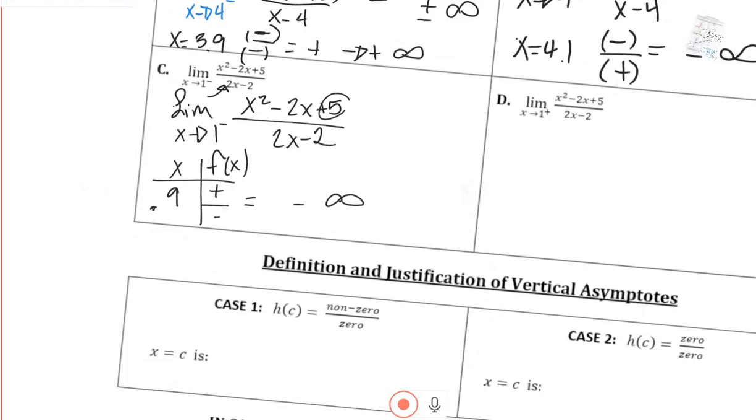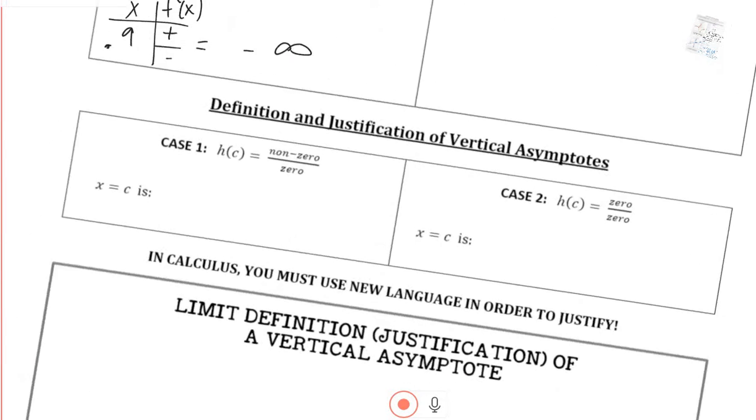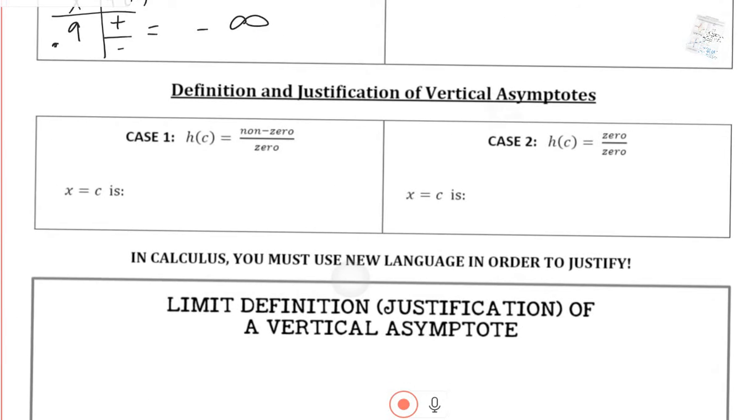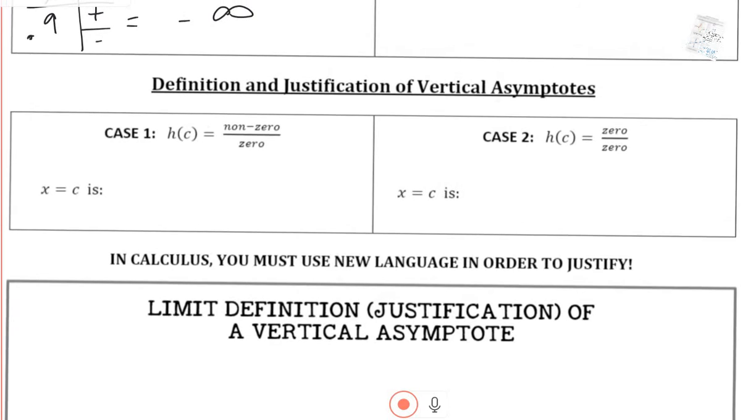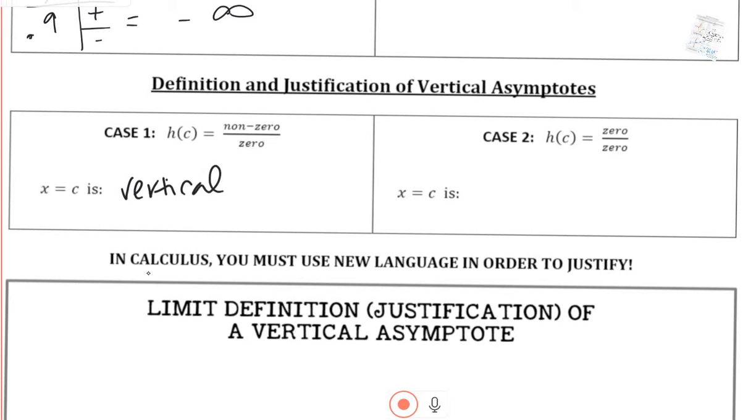So to give you some formal definitions and justifications of vertical asymptotes: to give it more advanced math, if you have something non-zero over 0, then you know that that's going to be a vertical asymptote. Now if you have 0 over 0, when those quote-unquote cross out, then that's going to be the location of a hole.